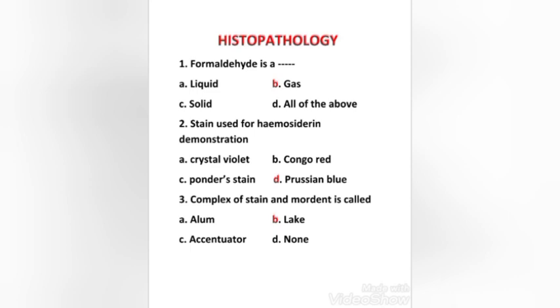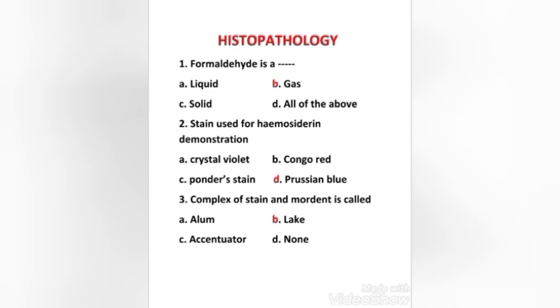Next question. Stain used for hemosiderin demonstration: crystal violet, Congo red, Ponder stain, Prussian blue. Right answer is option D, Prussian blue. Hemosiderin is an iron storage complex that is composed of partially digested ferritin and lysosomes. The breakdown of heme gives rise to biliverdin and iron. The body then traps the released iron and stores it as hemosiderin in tissues. Pearl's Prussian blue is a commonly used method to detect the presence of iron in tissue or cell samples.